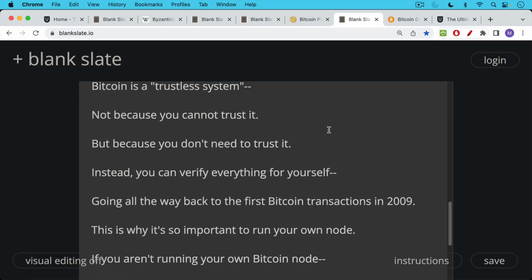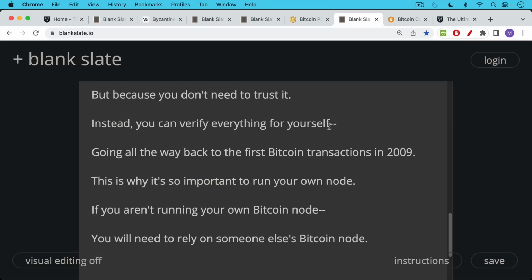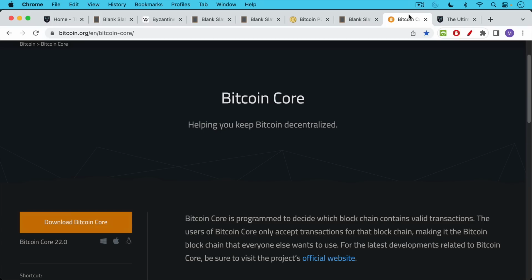So this is why it's so important to run your own node, because if you're not running your own Bitcoin node, you're going to need to rely on someone else's Bitcoin node, for example, Trezor's or Coinbase's, to access the Bitcoin blockchain. It's very easy to run your own node. You can just download Bitcoin Core on a laptop, an old laptop or a desktop. I'll link to this in the description notes below that will teach you how to download Bitcoin Core and run it on your computer so you too can verify that all the transactions and blocks on the Bitcoin blockchain and network are following the consensus rules.